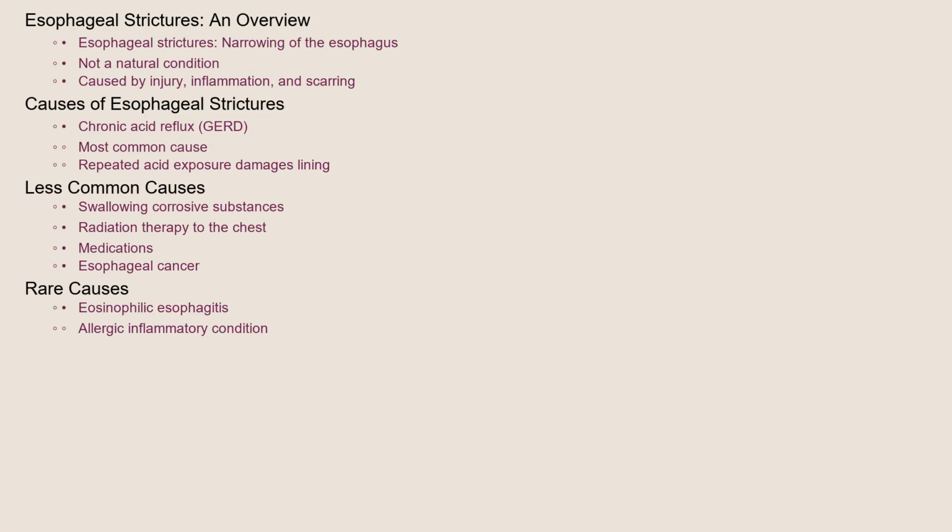So, let's get started. Esophageal strictures occur when the esophagus narrows. This narrowing isn't a natural part of the esophagus. It's a result of injury or inflammation that leads to scar tissue formation. The most common culprit: chronic acid reflux, also known as GERD or gastroesophageal reflux disease. Over time, stomach acid repeatedly flowing back into the esophagus can damage the lining and cause scarring.